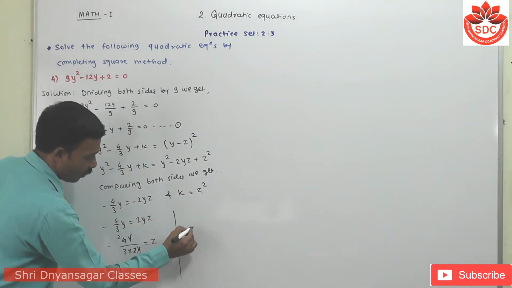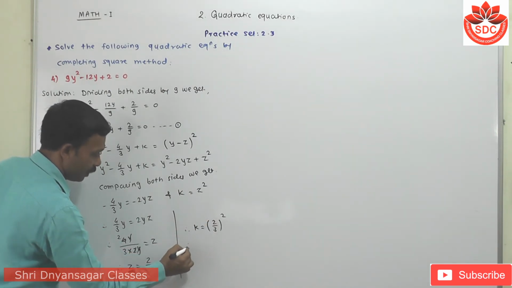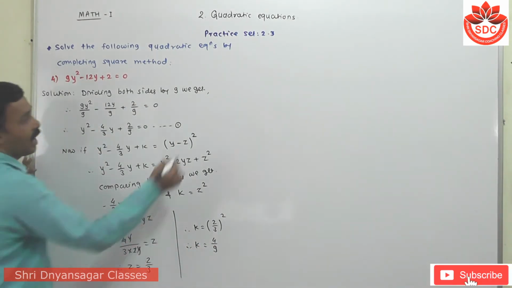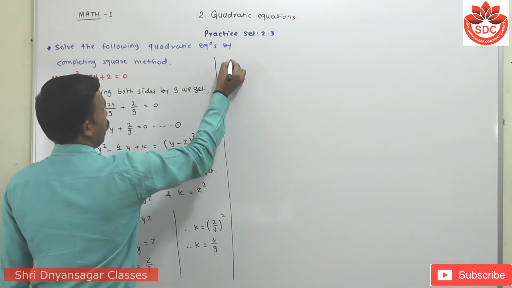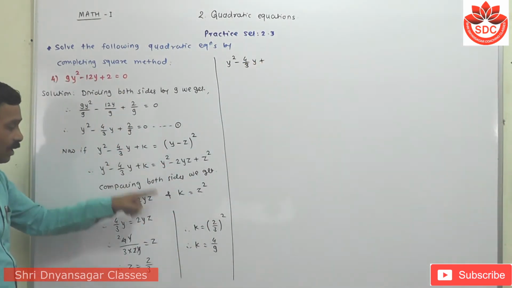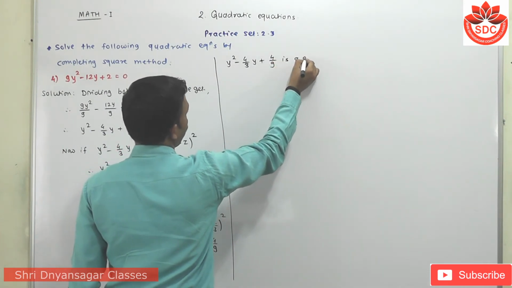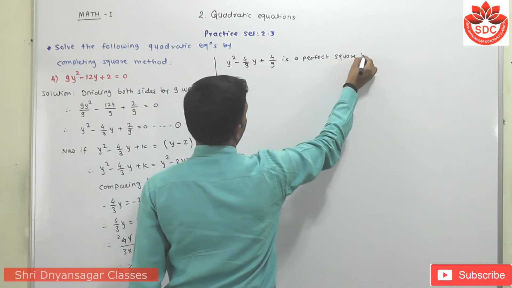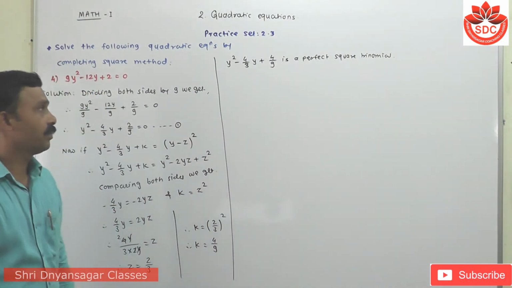Therefore, the value of k is equal to 2 upon 3 bracket square, means that k is equal to 4 upon 9. Means that y square minus 4 upon 3y plus k, that is 4 upon 9, is a perfect square trinomial. Here there are 3 terms, so it is a trinomial.